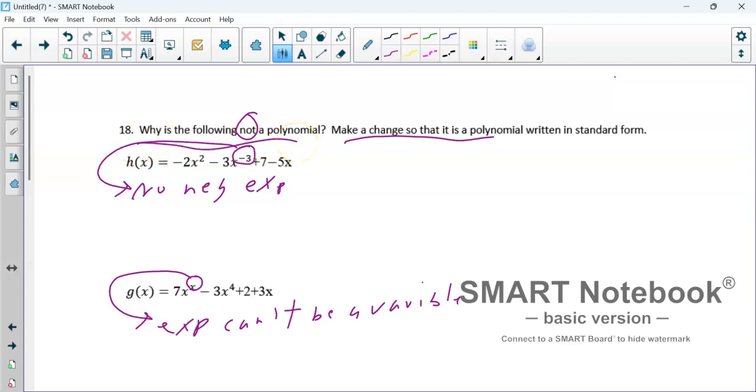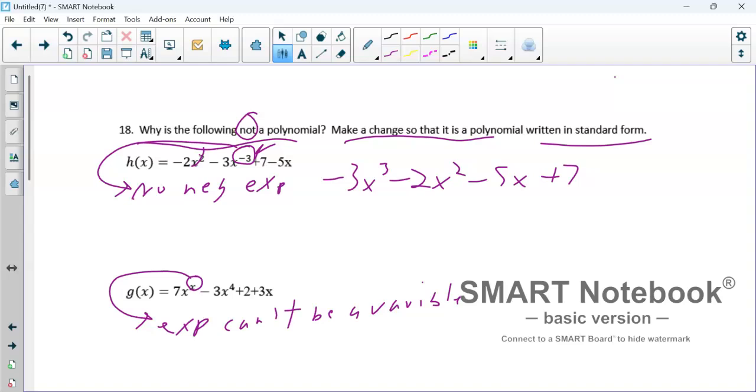Why is it not a polynomial? Now make a change and put it in standard form. So you can change this to any number you want. Now, if you change it to a 2, it would have to join with that. You could change it to a positive 3. You could change it to a 17. Doesn't matter. So, for example, let's change it to a positive 3. Then it would be negative 3, x to the third. Then the negative 2x squared would come next. Then the minus 5x, and then the 7. That's one possible answer.